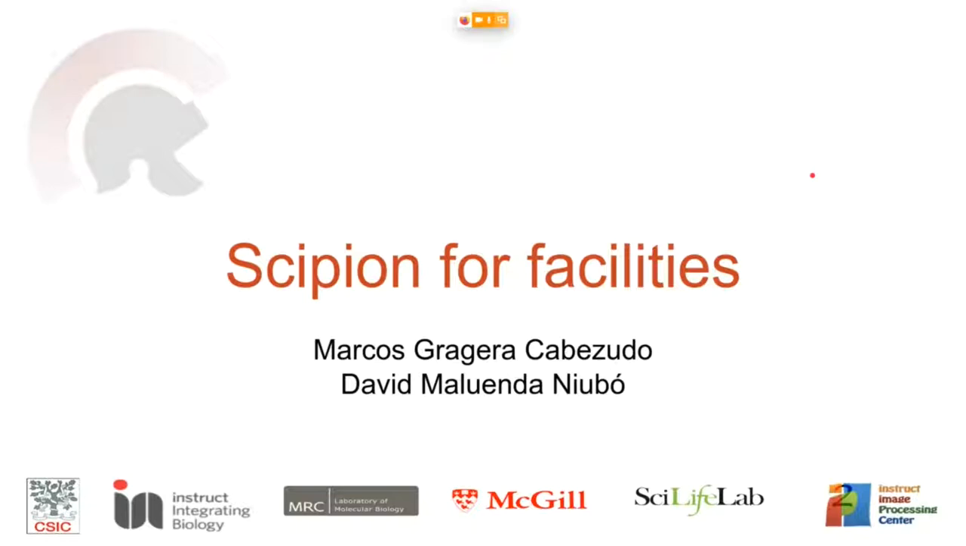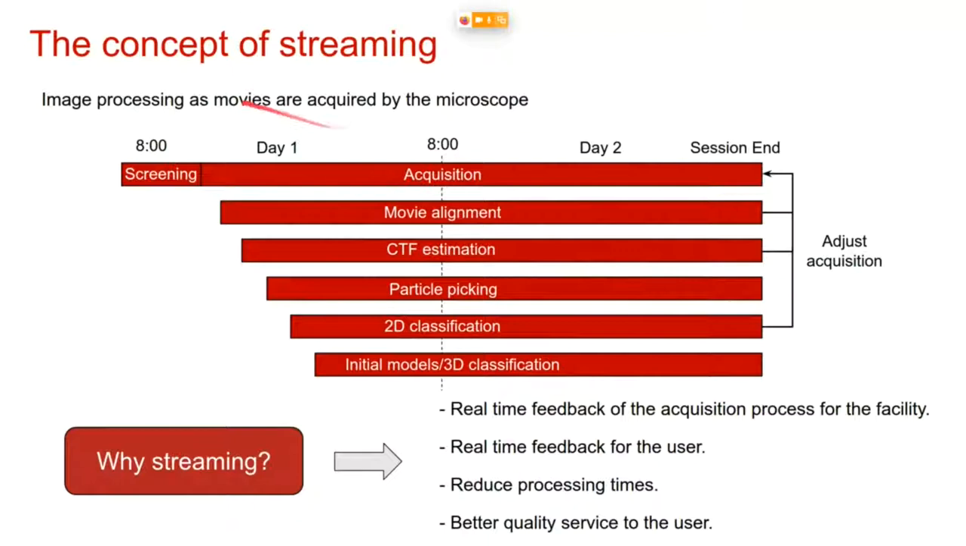Okay. So, welcome everyone. My name is Marcos, and together with David, we are going to give this seminar on Sapien 4 facilities. First of all, I'd like to give a reminder of the concept of streaming. By streaming, we mean the image processing as movies are acquired by the microscope. It comprises everything from acquisition to particle picking, and sometimes also includes 2D classification, and if the sample is friendly, some initial model 3D classification programs.